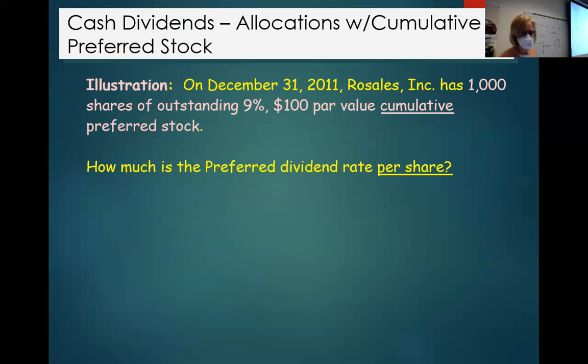Okay. All right. So now, oh yes, they also have common stock. They have 50,000 shares of common stock outstanding. On December 31st, the directors declare a $6,000 cash dividend. Write down the journal entry for the declaration of that dividend. I just had it on the board. The board of directors just declared the dividend. They have to make a journal entry. What is the journal entry?